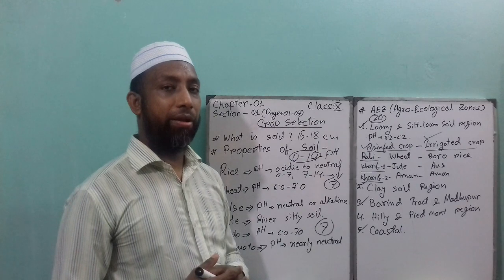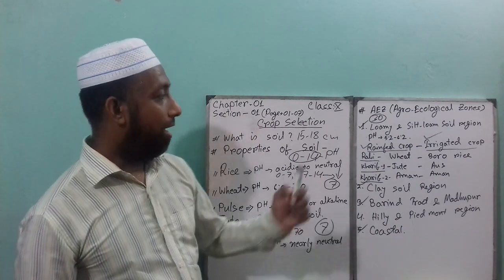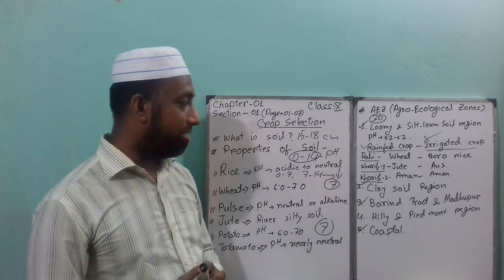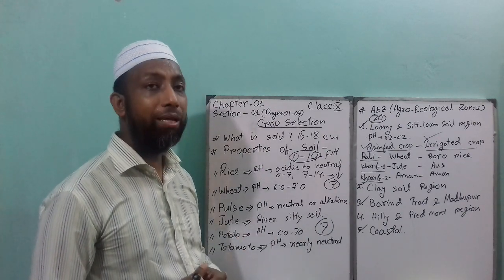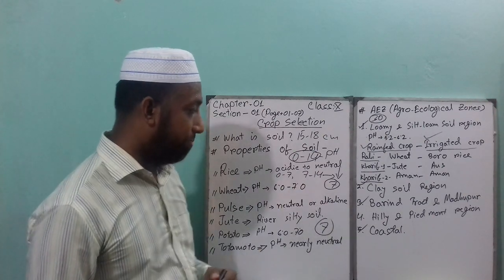Even irrigated crops will be, in Rabi season, lentil, then mustard, this type of crops, and in Kharif 1 season Aus rice, and Kharif 2 season will be the transplanted Aus, which is local variety.